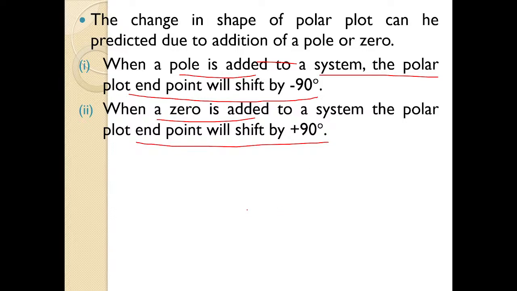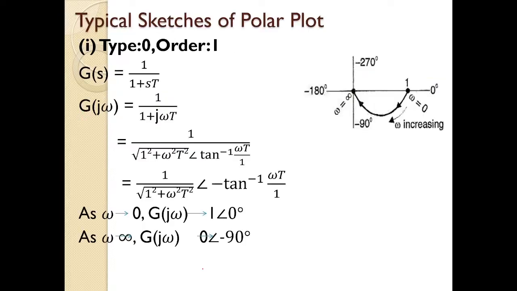So simply by adding a pole or zero, we can make changes in the shape of the polar plot. If I add a pole to the existing system, the end of the polar plot will shift by minus 90 degrees. If I add a zero to the existing system, then the end of the polar plot will shift by plus 90 degrees.